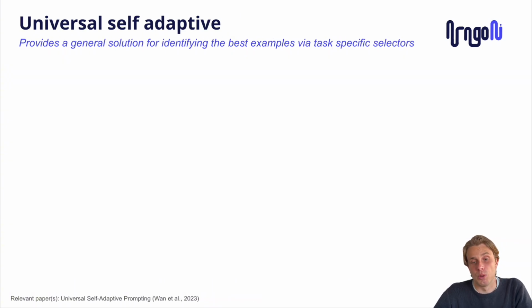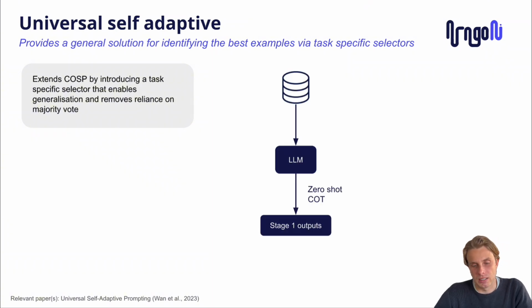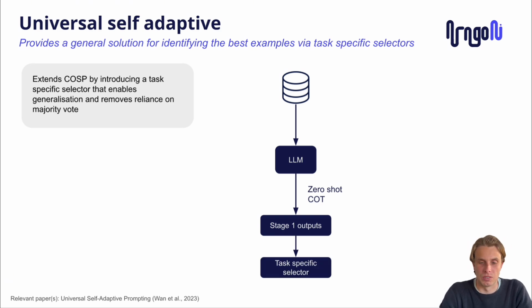Okay, next we have universal self-adaptive. This is an extension of the prior technique, which is also referred to as COSP. What we do in this process is we again generate these stage 1 outputs, which are the zero-shot chain of thoughts. But now we introduce a task-specific selector. For example, whether you're doing a classification or freeform generation, they have a task-specific selection algorithm here, and this is what is applied.